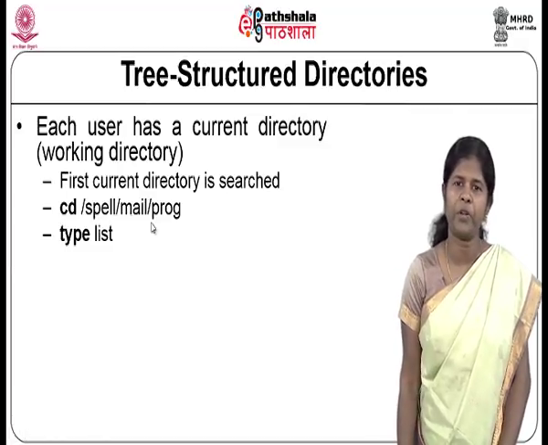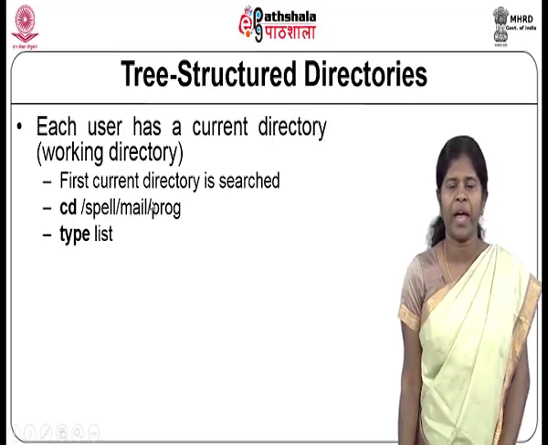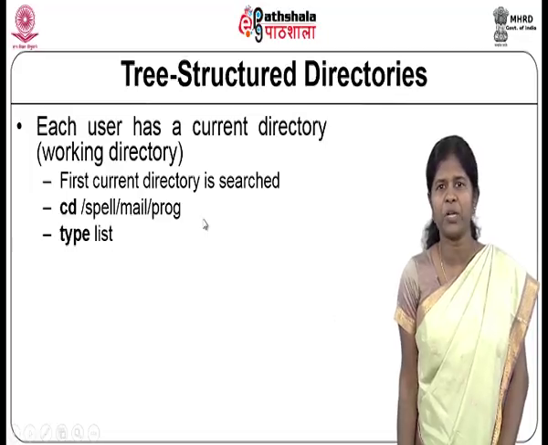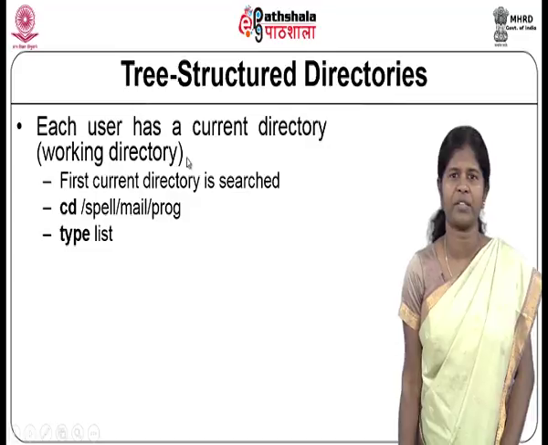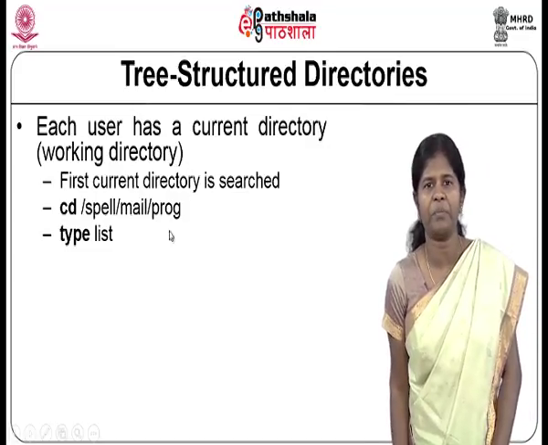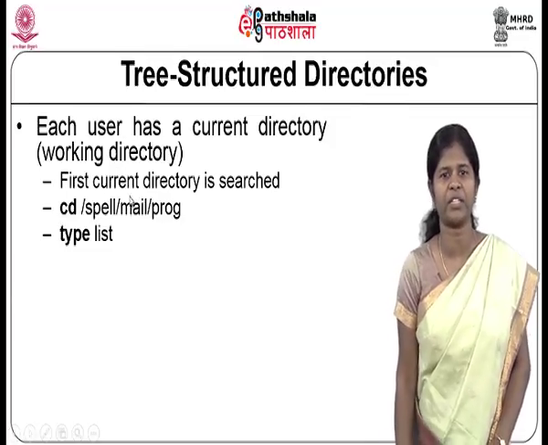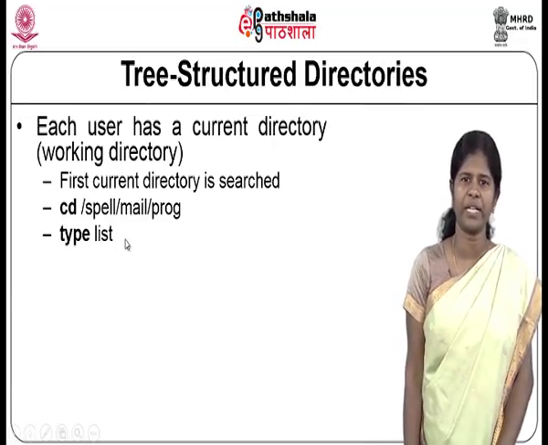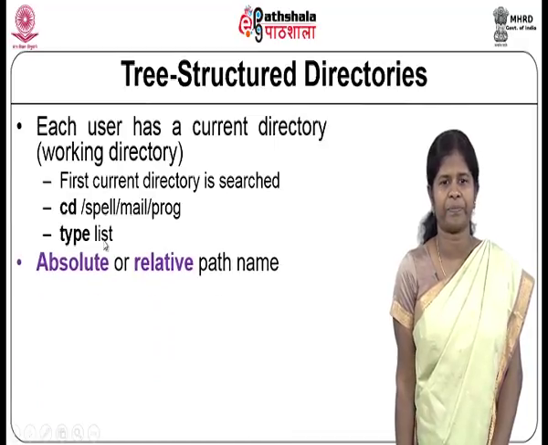And when a process is created by the user, when this is the current directory, and if that process creates another child process, then the child process will inherit the current directory from the parent process. So, the same current directory as the parent process is inherited by the child process. It is possible to change the current directory to something else, and then if you try to list the files in the current directory, it will list the files that are present in the current directory.